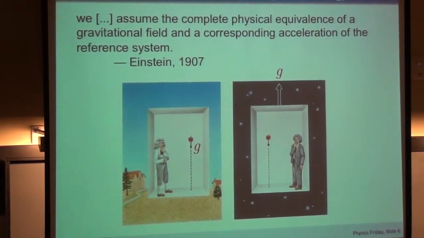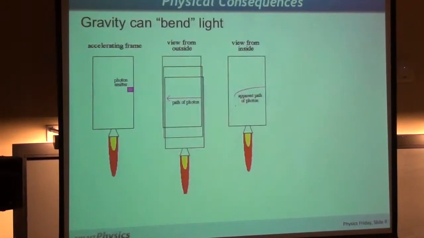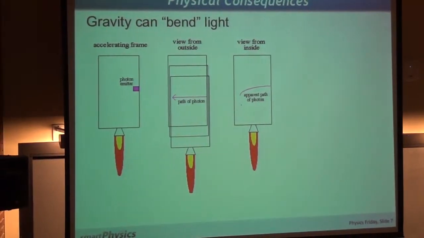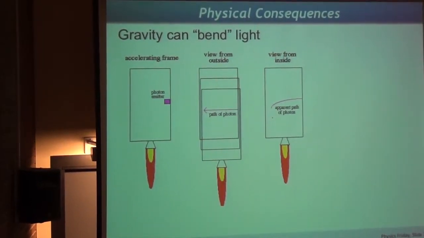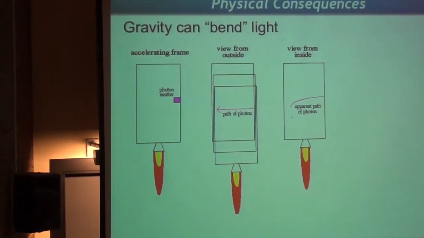And so once you have this, there are all kinds of interesting physical consequences. The first one is that gravity can bend light. We already talked about this. We talked about gravitational lensing, right? That's essentially all this is.